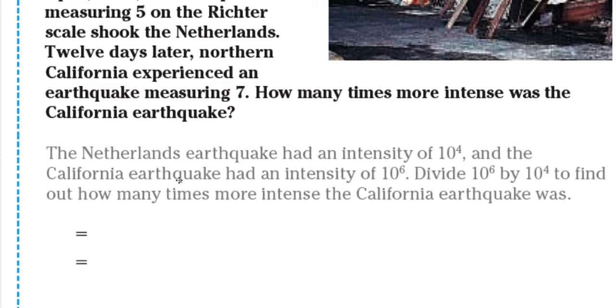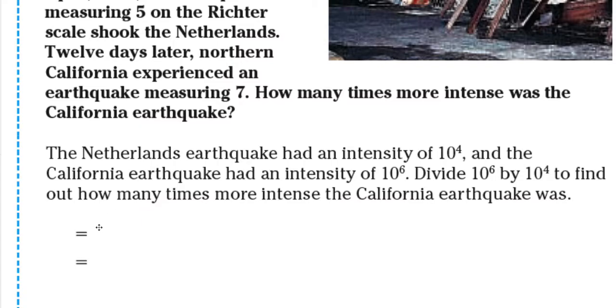In April 1992, an earthquake measuring 5 on the Richter scale shook the Netherlands. 12 days later, Northern California experienced an earthquake measuring 7 on the Richter scale. How many times more intense was the California earthquake? Okay, so what do we know? We know that the Netherlands earthquake had an intensity of 10 to the 4th power because it measured 5 on the Richter scale, and the California earthquake had an intensity of 10 to the 6 because it measured 7 on the Richter scale. So we have to divide 10 to the 6 by 10 to the 4th to find out how many times more intense the California earthquake was.